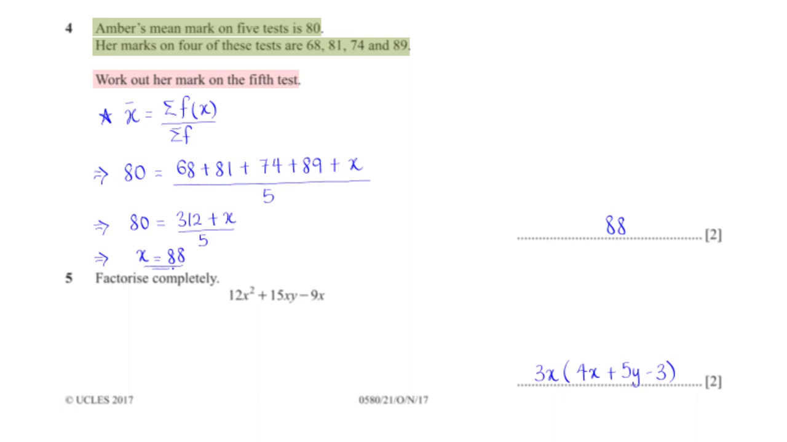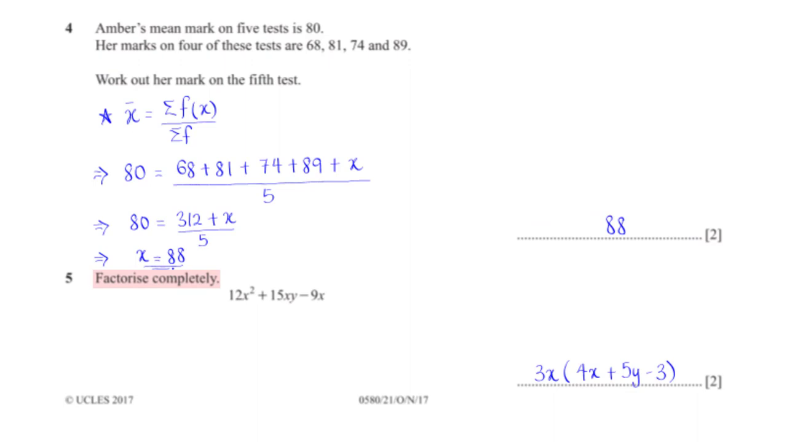In this case, we need to apply the mean formula, and we know that the mean is equal to sigma f of x divided by sigma f. We've been given the mean of the 5 tests as 80, and sigma f of x represents the sum of all the 5 tests, and so this is 68 plus 81 plus 74 plus 89 plus x, where x represents the score on her 5th test, divided by sigma f, which represents the total number of tests Amber took, and this is 5. When we simplify the numerator of our equation, we have 80 equals 312 plus x divided by 5. When we make x the subject, we get x equals 88.